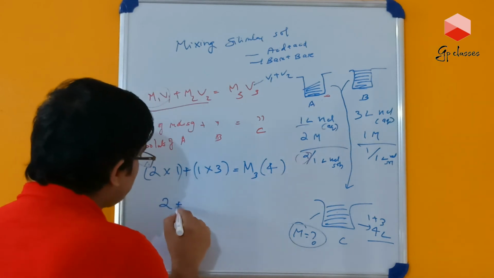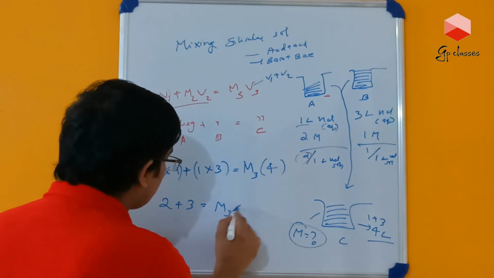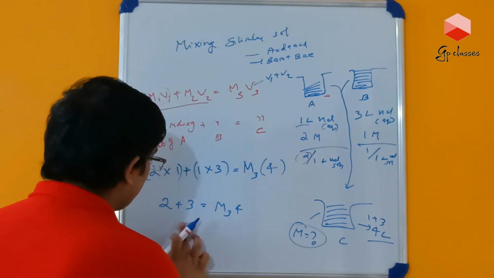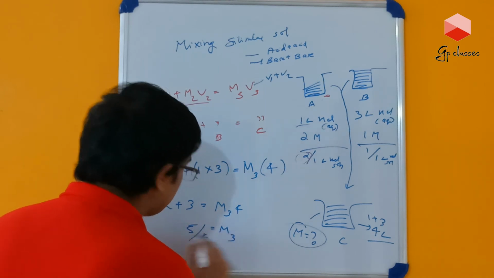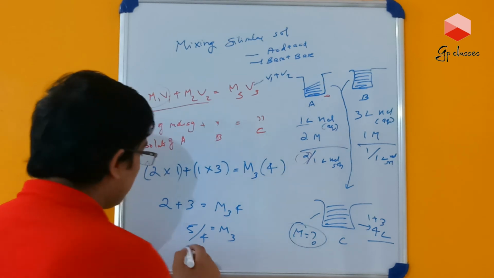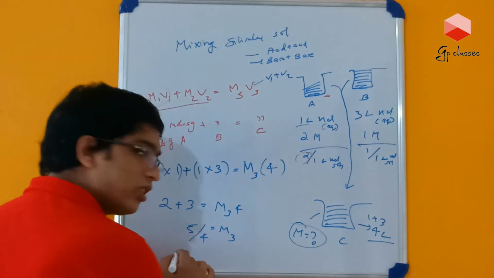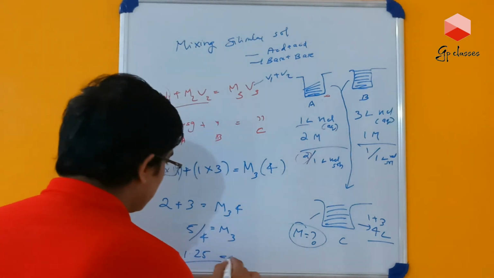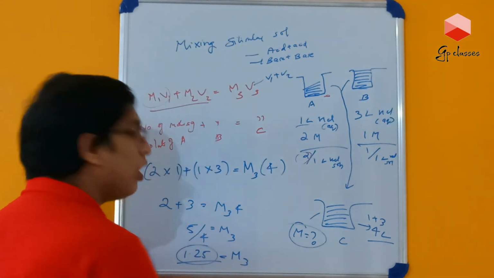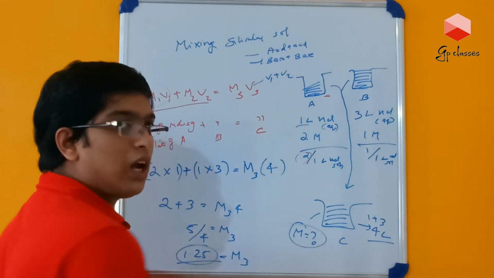So this is 2 times 1 plus 1 times 3 equal to M3 into 4. 2 plus 3 is 5. 5 by 4 is equal to M3. What will be 5 by 4? 5 by 4 is 1.25, which is equal to M3, 1.25 molar. So this is the net molarity after mixing.